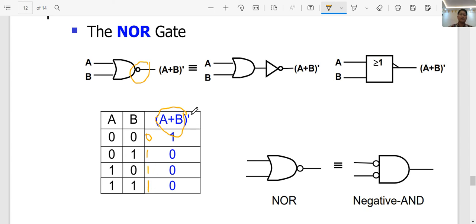Since there is a prime here, or a long over bar, the bubble here would also mean negation. You're going to negate, or simply the correct word is invert, just like the inverter. So the bubble here is similar to a NOT gate. You're going to invert the output. So when you invert 0 1 1 1, it is now equivalent to 1 0 0 0.